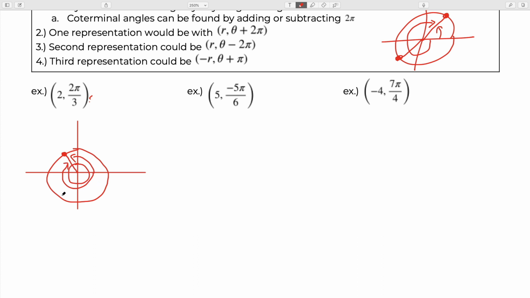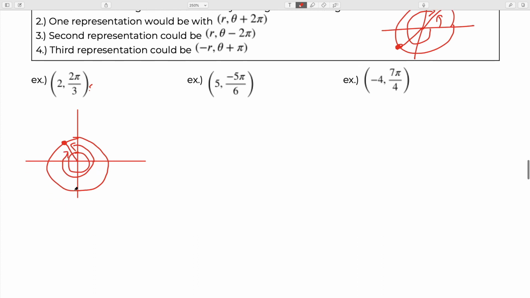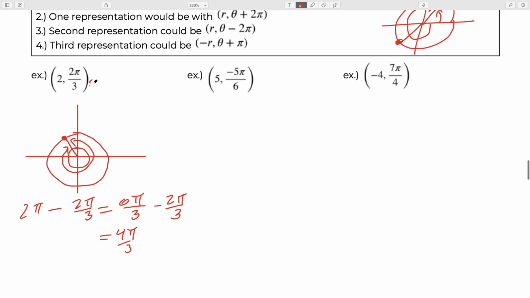Well, let's go ahead and find a coterminal angle. So let's say 2 pi, actually, minus 2 pi over 3. Well, that's the same thing as 6 pi over 3 minus 2 pi over 3. And that's going to equal 4 pi over 3. So I could say the same coordinate point, but I could say 2 comma 4 pi over 3.